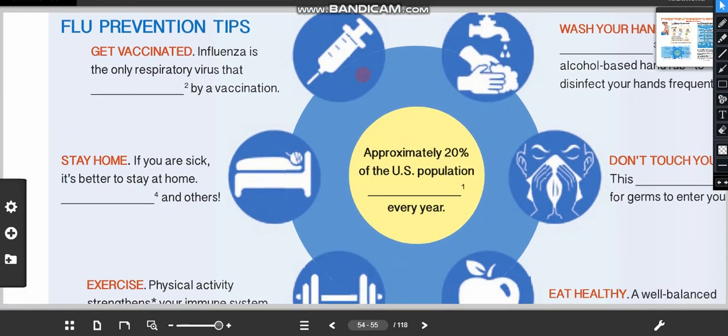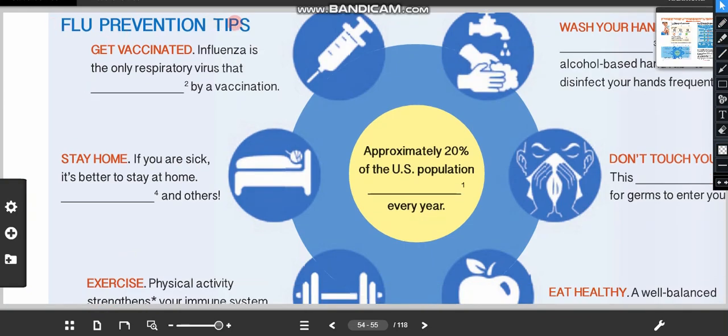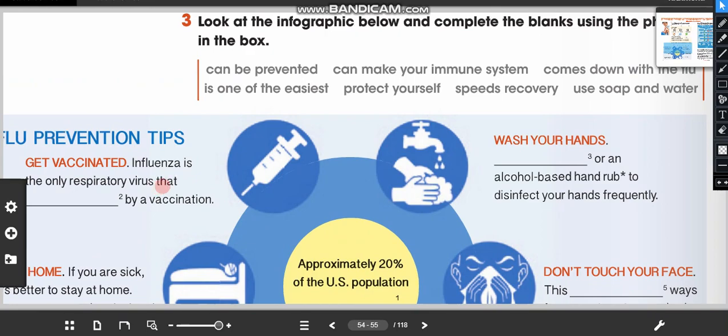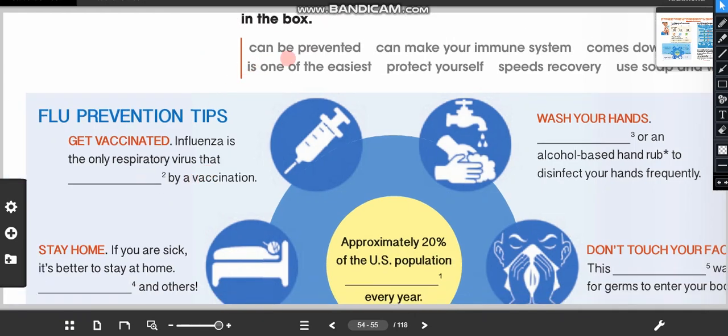Entonces lo que tenemos que hacer aquí es completar con estas frases los espacios en blanco que tenemos acá. Okay, so for the prevention tips: Get vaccinated. Influenza is the only respiratory virus that can be prevented by vaccination. Entonces, puede ser, pues colocamos en el 2: can be prevented by vaccination.